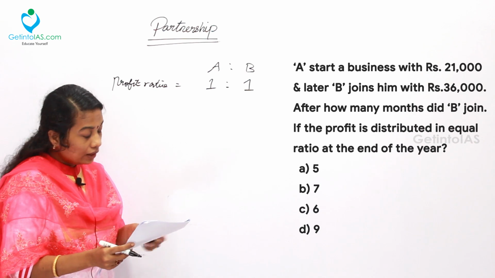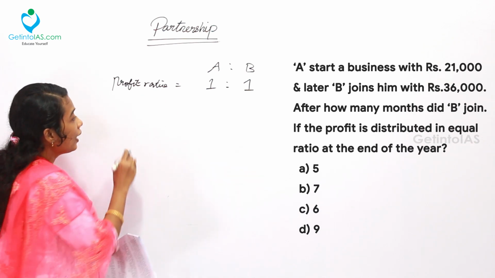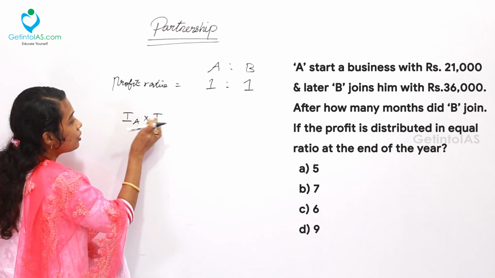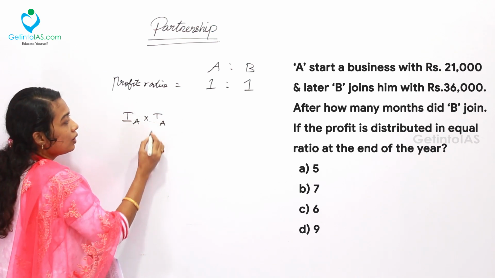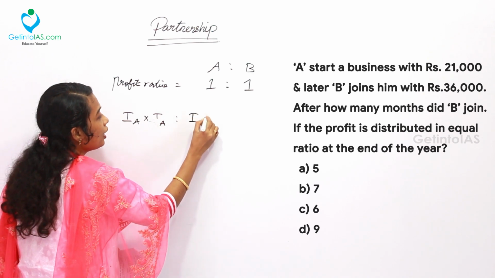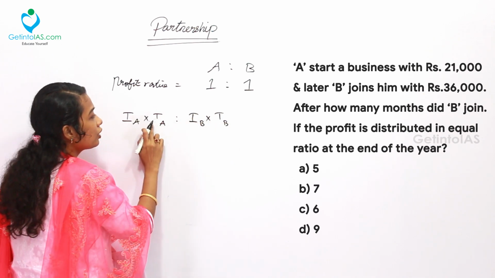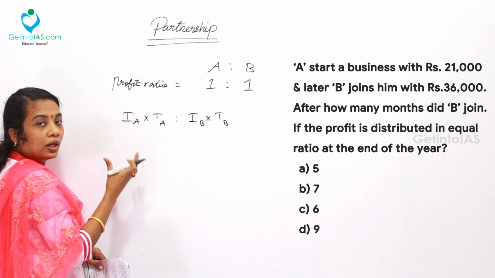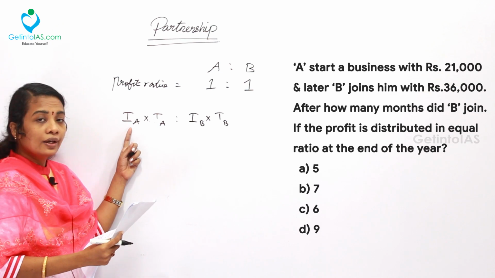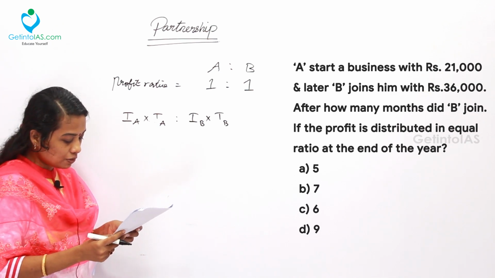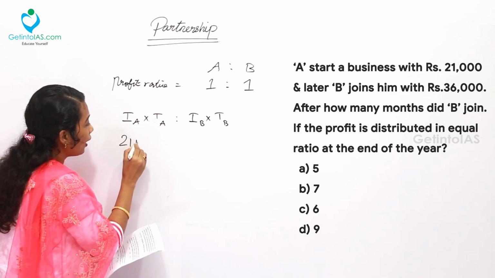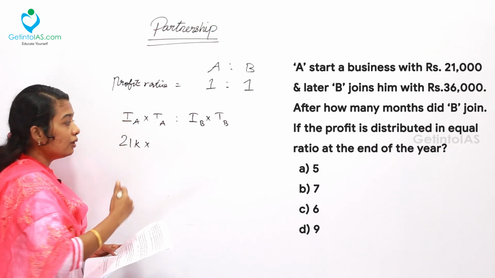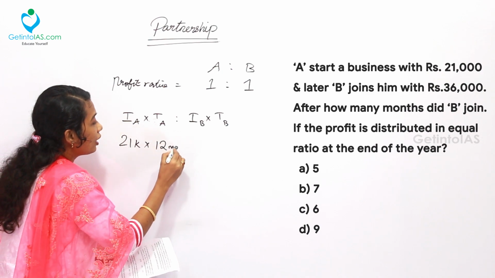So here this profit ratio, how to calculate? Investment of A into time invested by A, ratio investment of B into time invested by B. So based on this, 1:1 is given. So writing which in the fractional form. What is the investment of A here? Investment of A is 21k. What is the time invested? From the starting point itself A is there, so you can take 12 months.